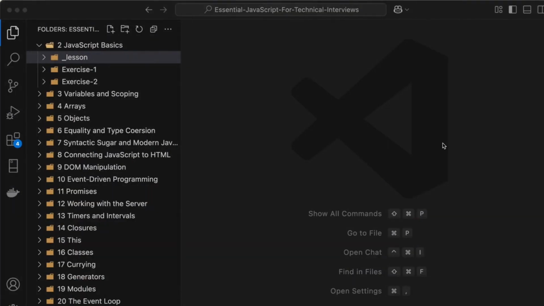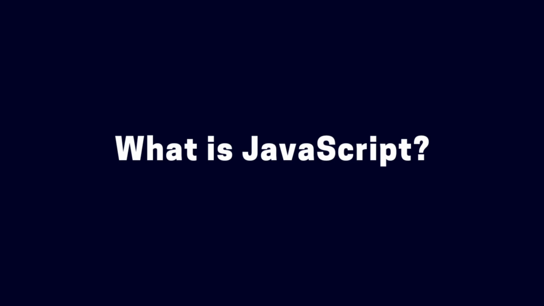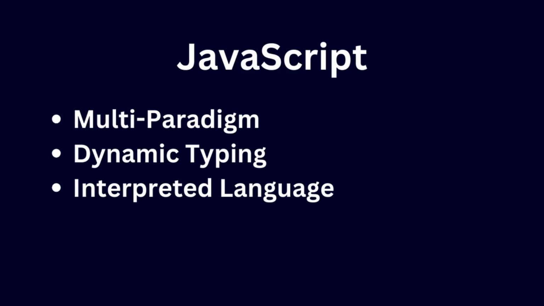Welcome to this lesson on JavaScript basics. In this lesson, we'll cover the fundamental concepts and terminology of JavaScript. Understanding these basics is key to writing effective code and working with the language's unique features. So what is JavaScript? JavaScript is the primary programming language for the web. It's a general-purpose, multi-paradigm language with dynamic typing, primarily used to add functionality to websites. So let's break down this description.